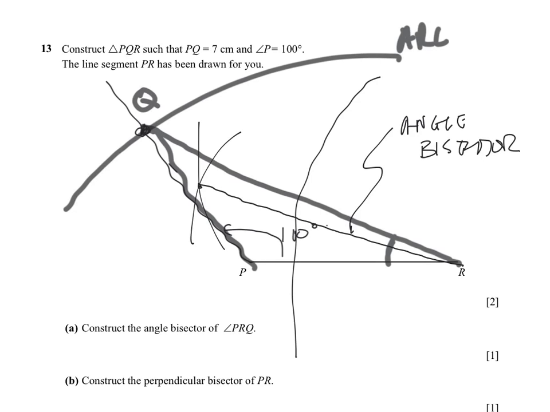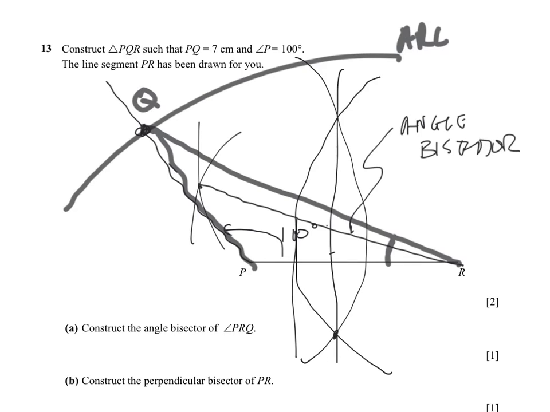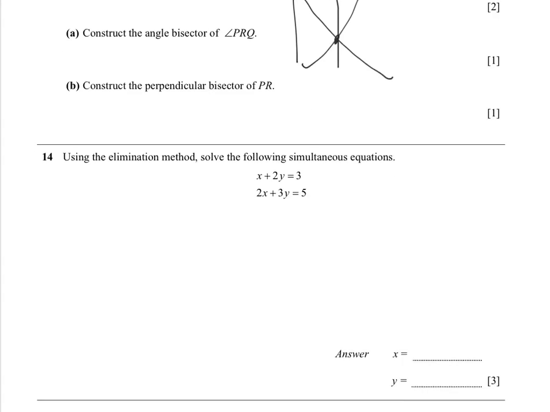Then for your perpendicular bisector of PR, you already have one arc here. So now you place your needle over P and you draw the other arc here. With these two arcs, you join them up, and you have a perpendicular bisector. Like I said, I apologize for the drawing.